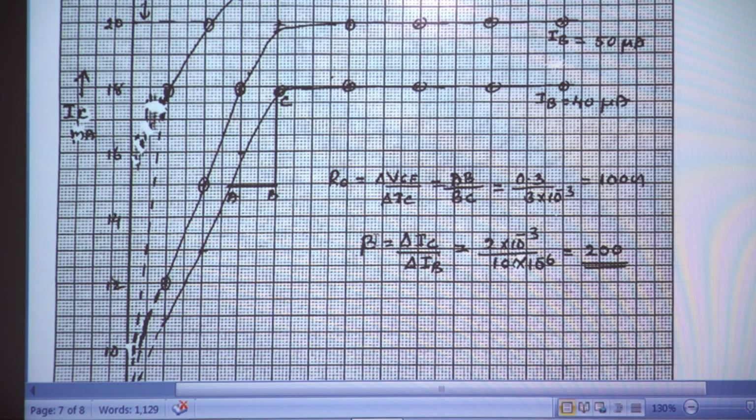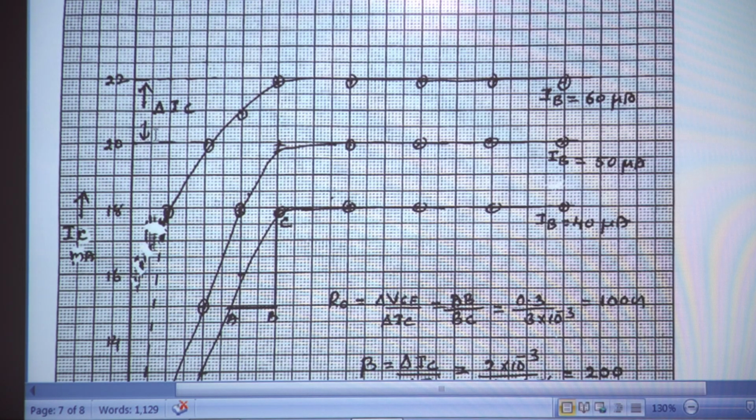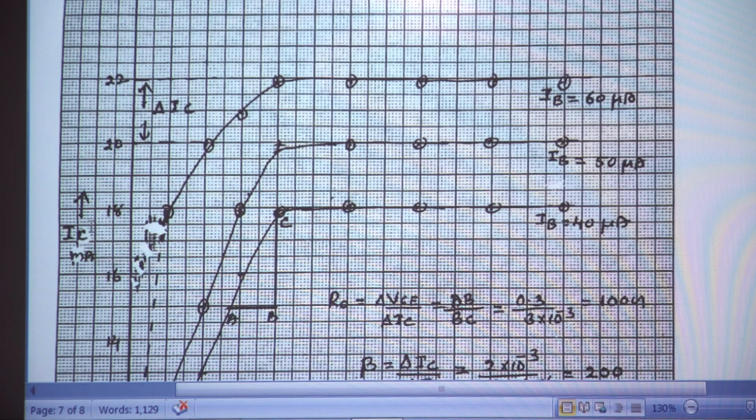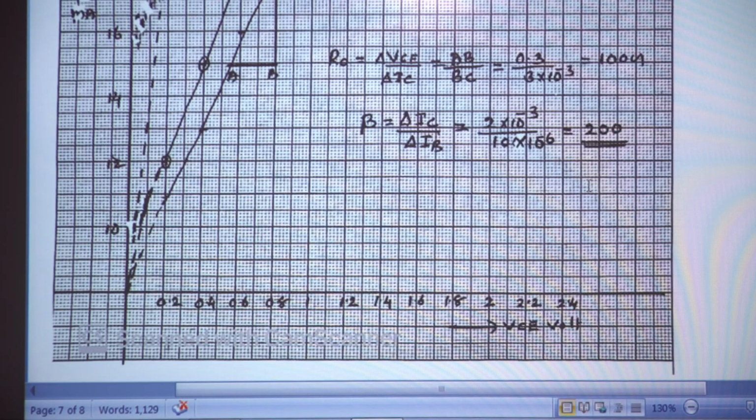Now we can find the value of beta, that is delta IC divided by delta IB. This is delta IC: IC changes from 20 to 22, so delta IC is 2 milliampere. IC is in milliampere. The corresponding change in IB is from 50 microampere to 60 microampere, so delta IB is 60 minus 50, that is 10 microampere. So we obtain beta as 2 into 10 to the power minus 3 divided by 10 into 10 to the power minus 6, that is 200. So that is the value of beta.